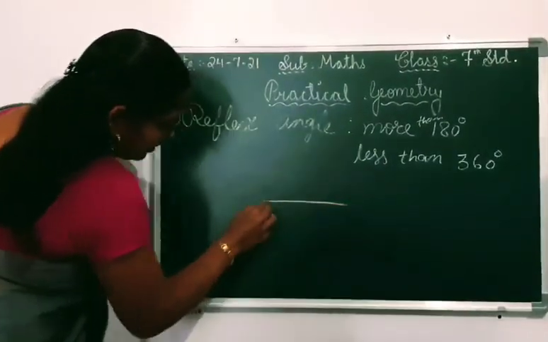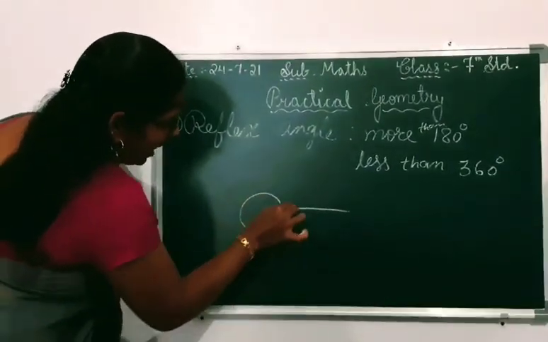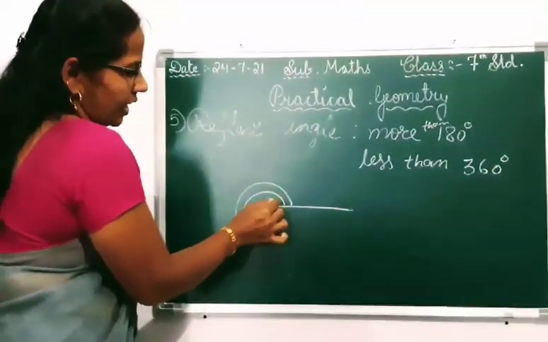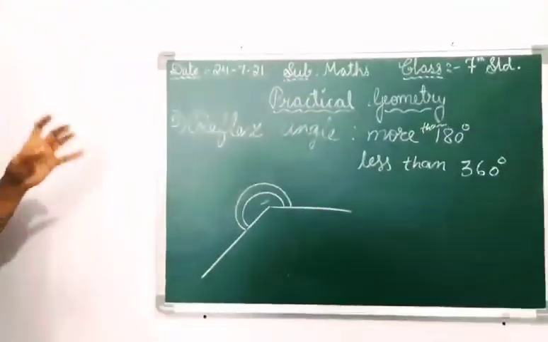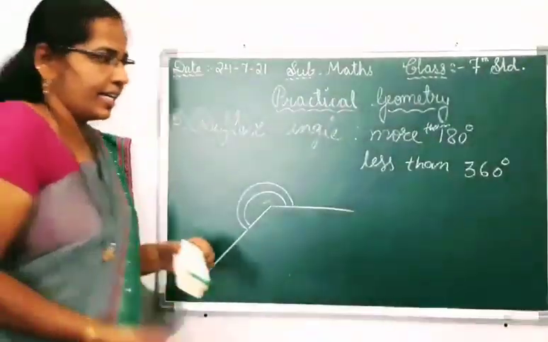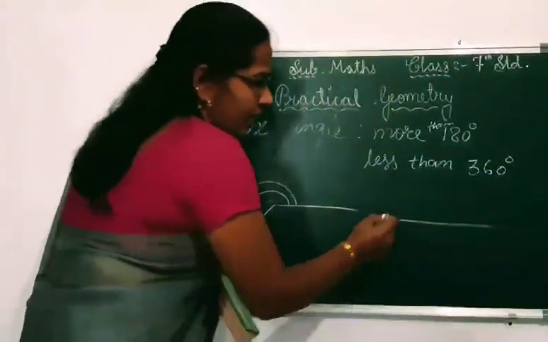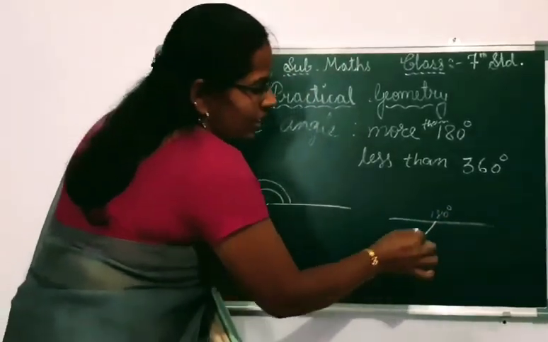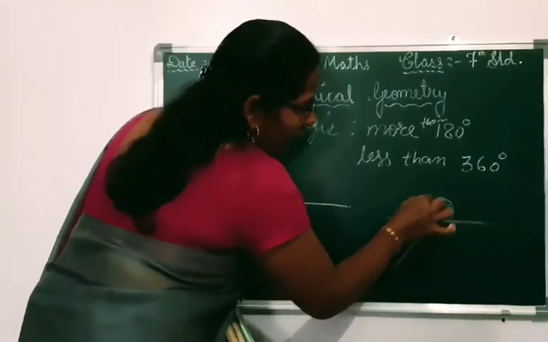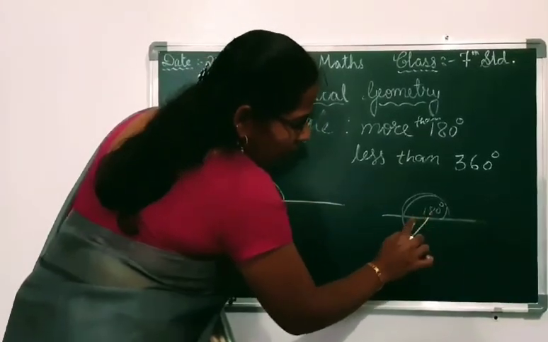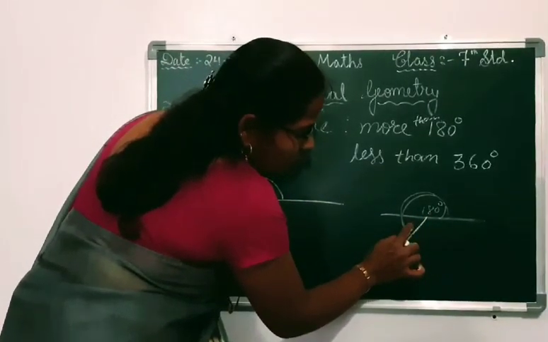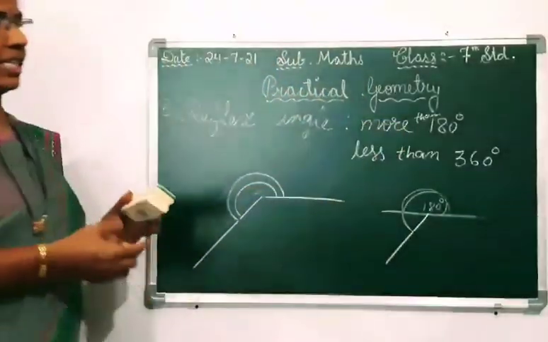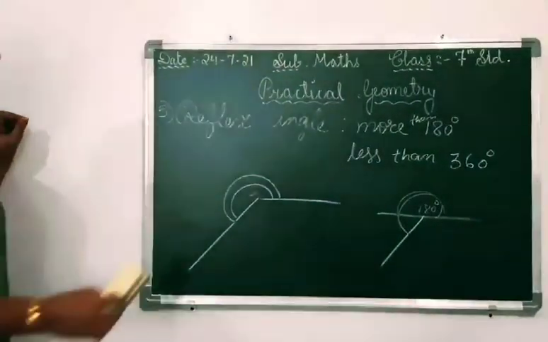See children, this angle is known as a reflex angle. Okay, this angle is known as a reflex angle because the reflex angle measures more than 180 degree. See children, this is a straight line. Okay, then here it forms a 180 degree. If we draw downside one more line, when we are measuring this whole angle, you can observe here more than 180 degree means this side we will move. Okay, more than 180 degree and less than 360 degree is known as a reflex angle.